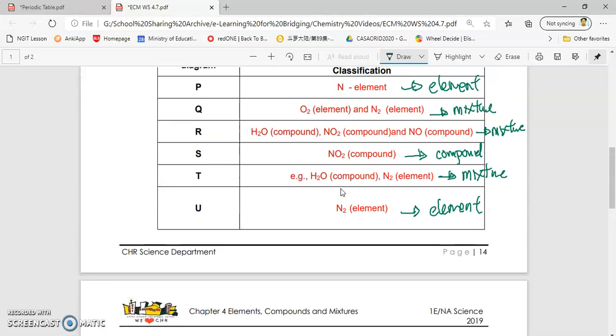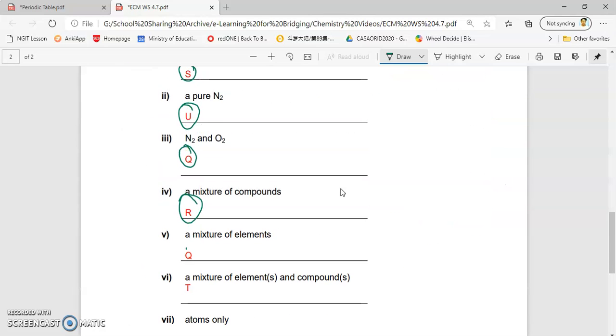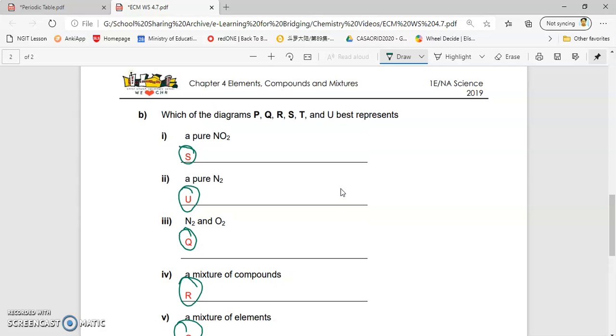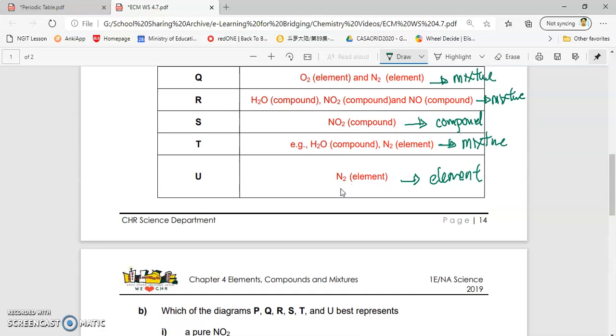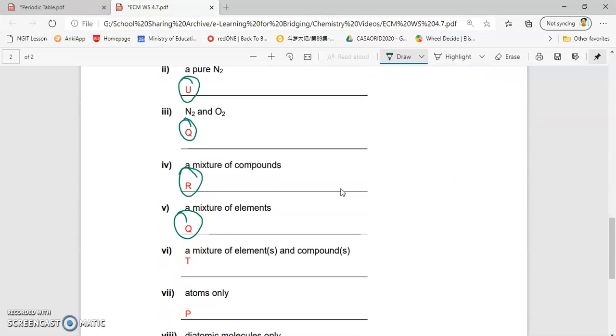Which is a mixture of elements? The mixture must consist of two elements only. So the answer is Q. It's made of O2 and N2. It's a mixture of two elements. A mixture of an element and a compound, actually, will be your T: H2O and N2. So that's why this is T.